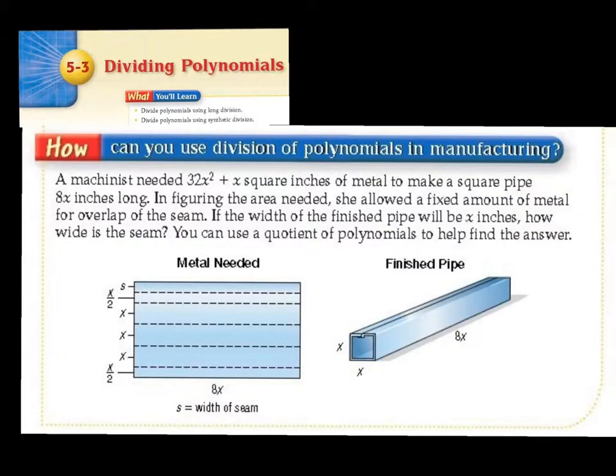How can you use division of polynomials in manufacturing? A machinist needed 32x squared plus x square inches of metal to make a square pipe 8x inches long. In figuring the area needed, she allowed a fixed amount of metal for overlap of the seam. If the width of the finished pipe will be x inches, how wide is the seam? You can use a quotient of polynomials to help find the answer.